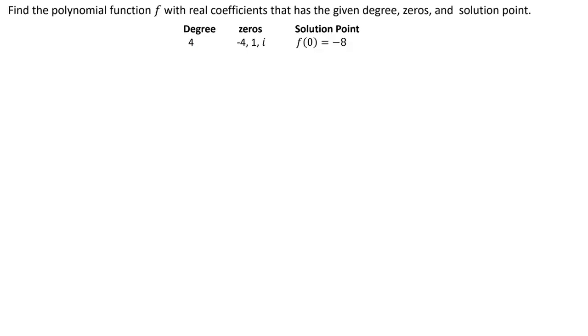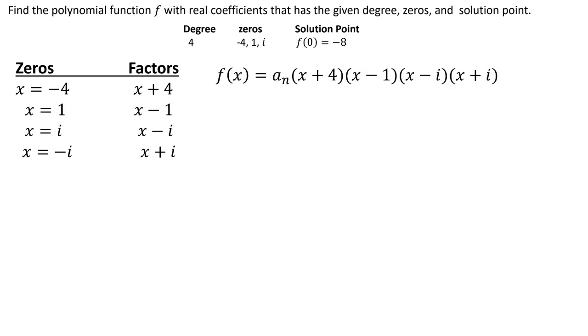All right, let's do this one. This one is a question that students struggle with. And to solve for this one, what you're going to do is apply your linear factorization theorem. Okay, so let's read the problem. It says find the polynomial function with real coefficients that has the given degree, the given zeros, and a solution point. Okay, so again, I'm going to use the linear factorization theorem to solve for this.